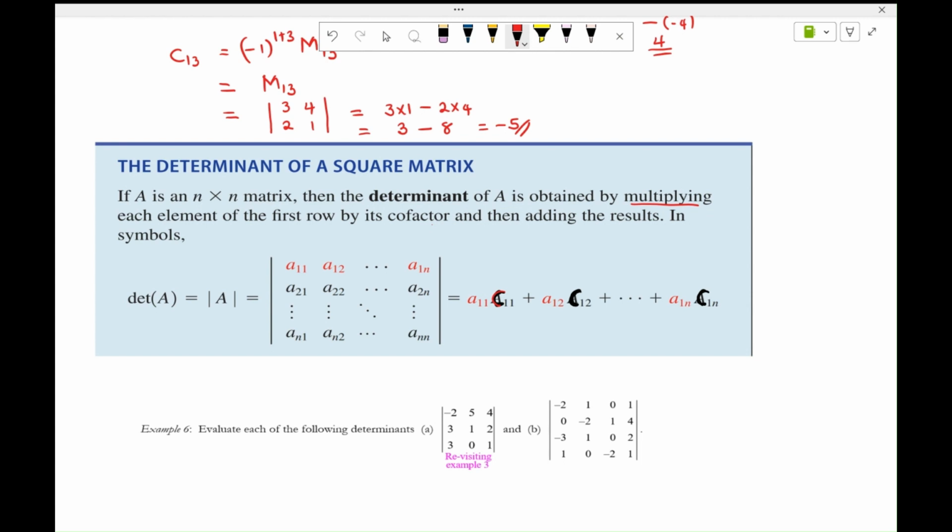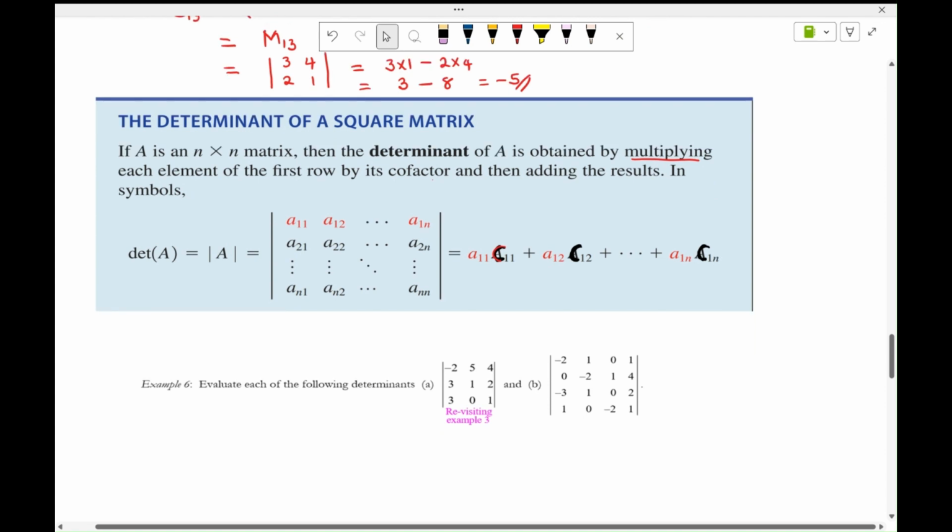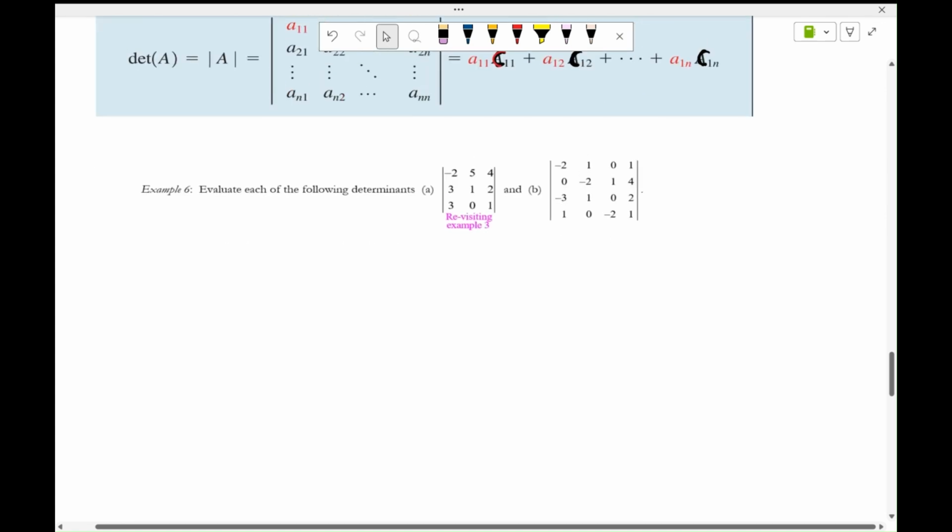Now, here you don't have to use the first row. You can use any row, any column. So this is just a particular case. So let's revisit this example here.